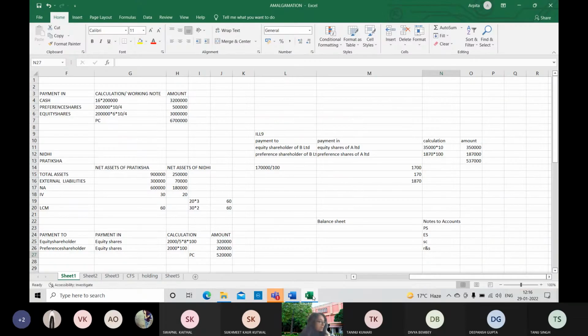All right. Let's go to the next part. So we are done with this. Now we are going to add up the long-term borrowings, right? So let's see how much is the long-term borrowings.